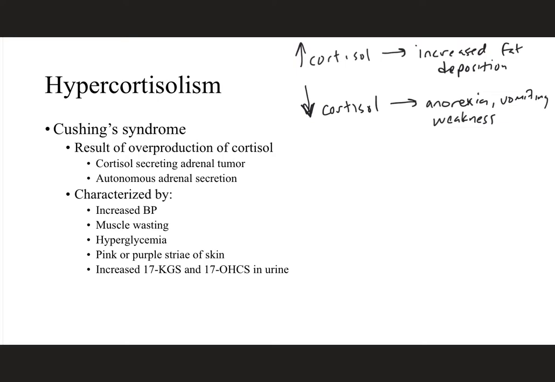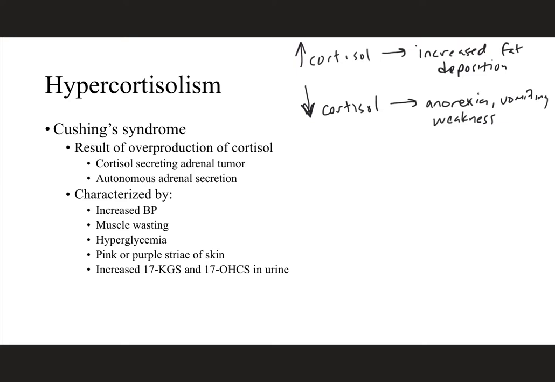With that, we can see an increase in blood pressure, muscle wasting, and hyperglycemia. With that increased cortisol, we're basically not performing metabolic functions properly, and that helps lead to increased fat deposition, because if you think back to the diabetes unit, increased blood sugar is usually associated with a bigger waistline, that kind of thing.